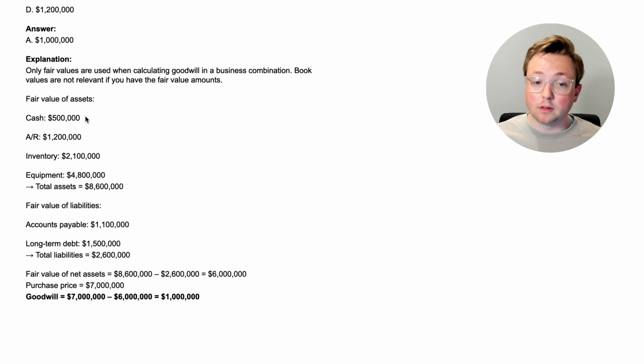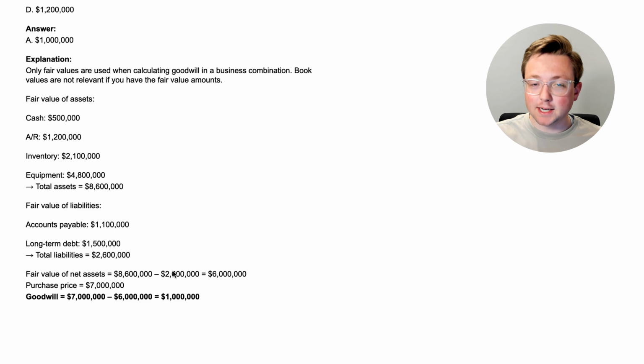So the fair values were cash, $500,000, accounts receivable, $1,200,000, inventory, $2,100,000, equipment, $4,800,000. So that means that the total fair value of the assets is $8,600,000. And then the fair value of the liabilities was the accounts payable and the long-term debt, and those add up to $2,600,000. So again, because we already have the fair values, we don't have to do any adjustments. There might be adjustments in the journal entries, but that's not what we're focused on here. We're focused on just figuring out what the goodwill is in this question. So fair value of the net assets is $8,600,000 less $2,600,000, $6 million. They paid $7 million. So the goodwill is therefore $1 million. It's that $1 million difference that is considered the goodwill.